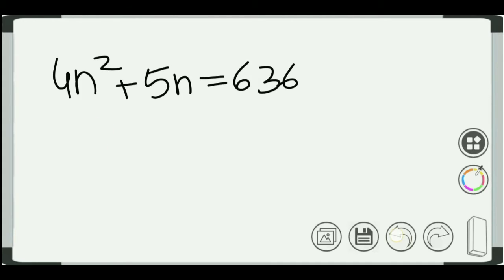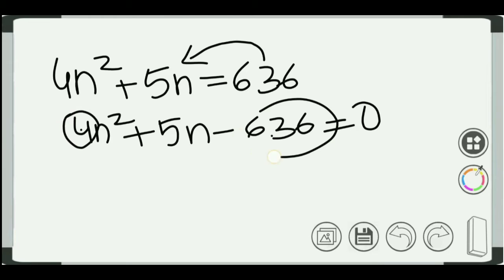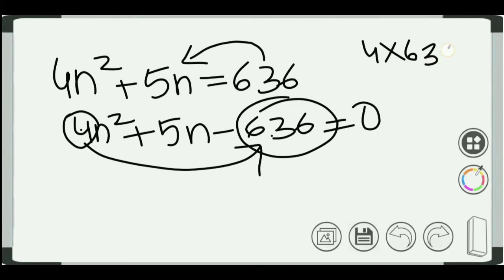So 4n square plus 5n, I am writing it in a standard way. I am taking this 636 this side, so plus 636 will become minus 636, which is equal to 0. Okay. So 4 into 636, first term and last term, is 2544.